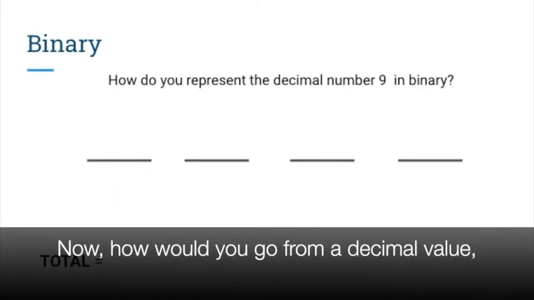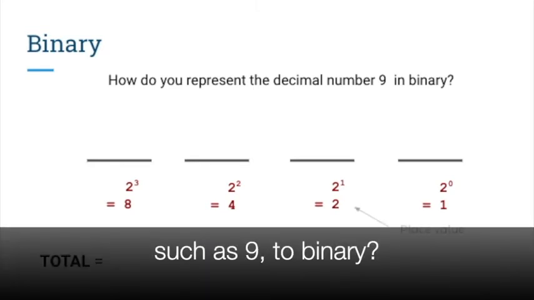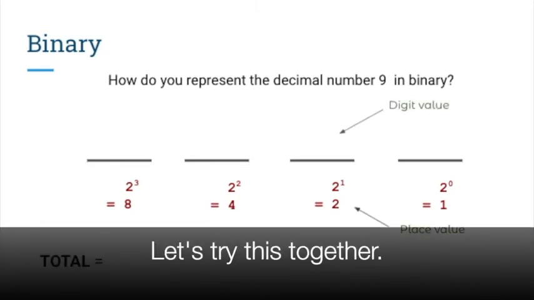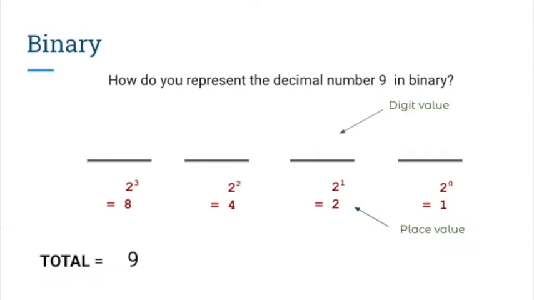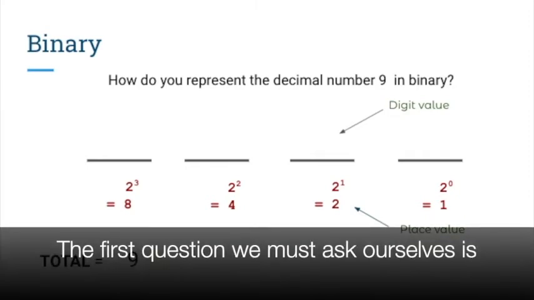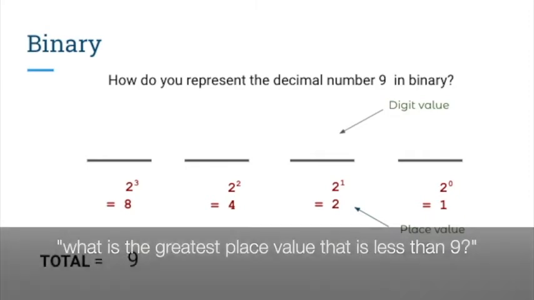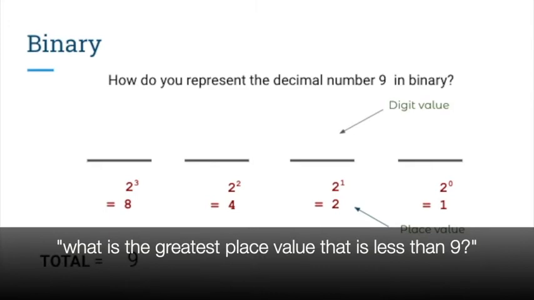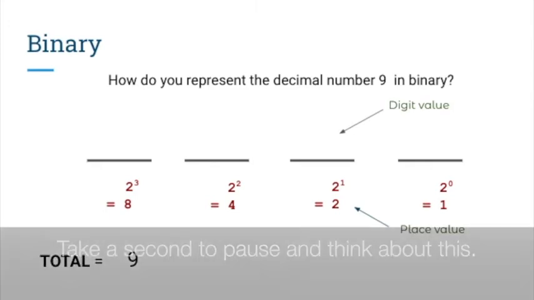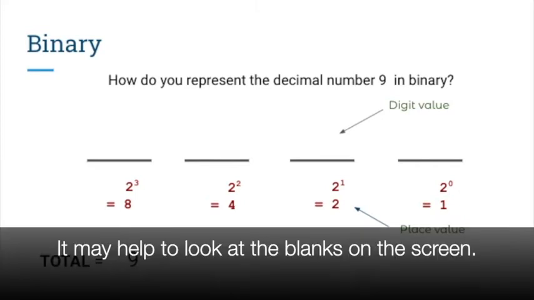Now, how would you go from a decimal value, such as 9, to binary? Let's try this together. The first question we must ask ourselves is, what is the greatest place value that is less than 9? Take a second to pause and think about this. It may help to look at the blanks on the screen.